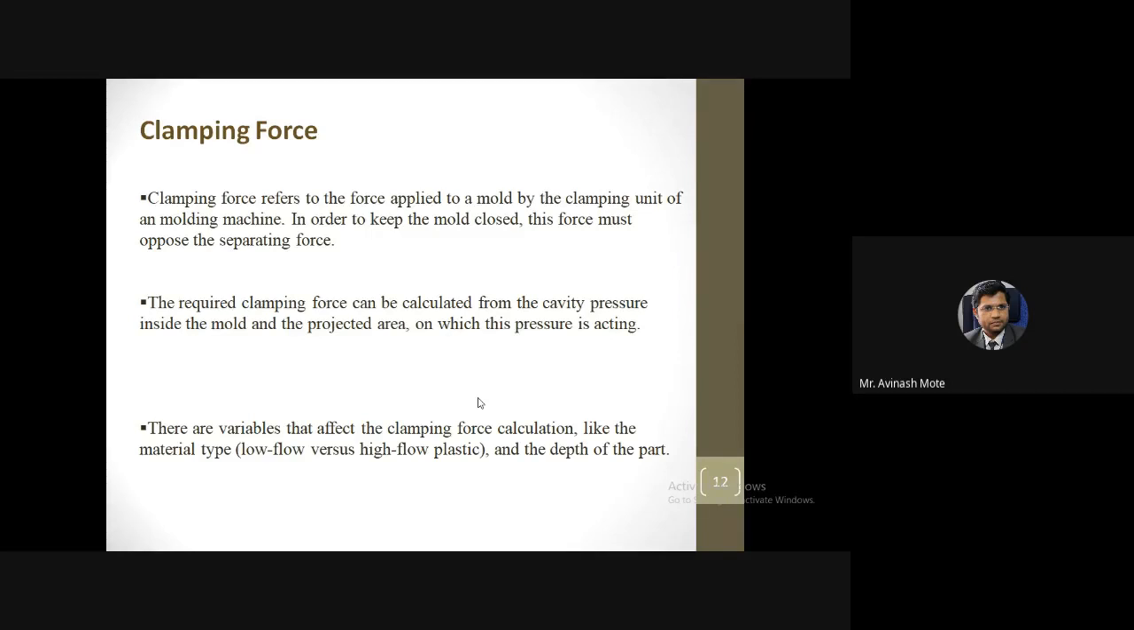With more and more depth, the plunger or ram has to travel more and more. That time the material or the trapped gases will force the plunger or ram in the reverse direction, so we need more clamping force. Got it? So the type of material and the depth of the part will also decide the clamping force. One more parameter is there, I missed that: temperature. Because temperature will ultimately have an effect on the flowability.